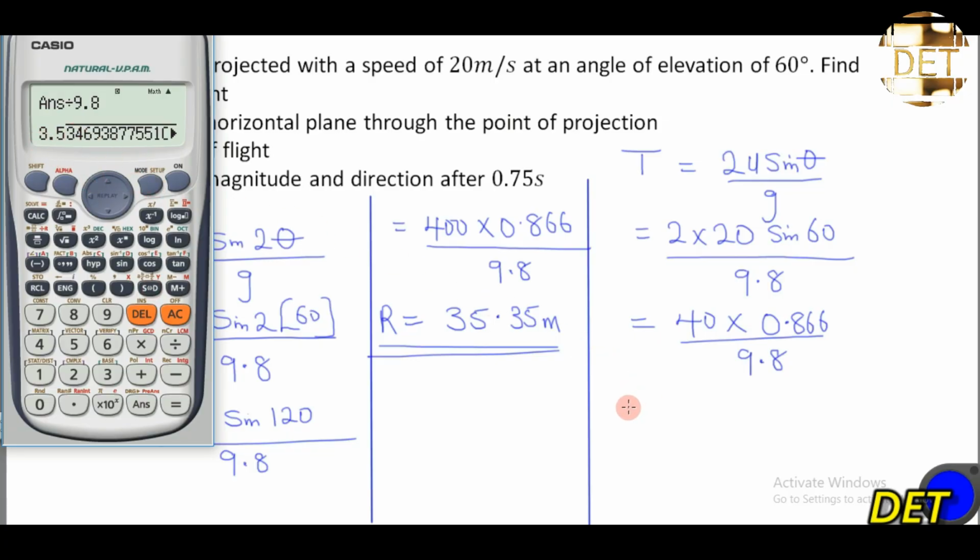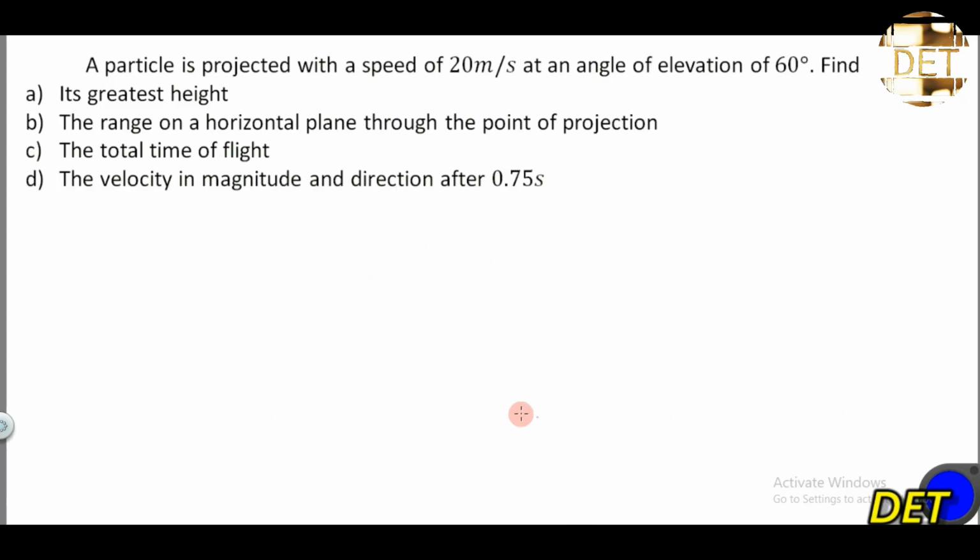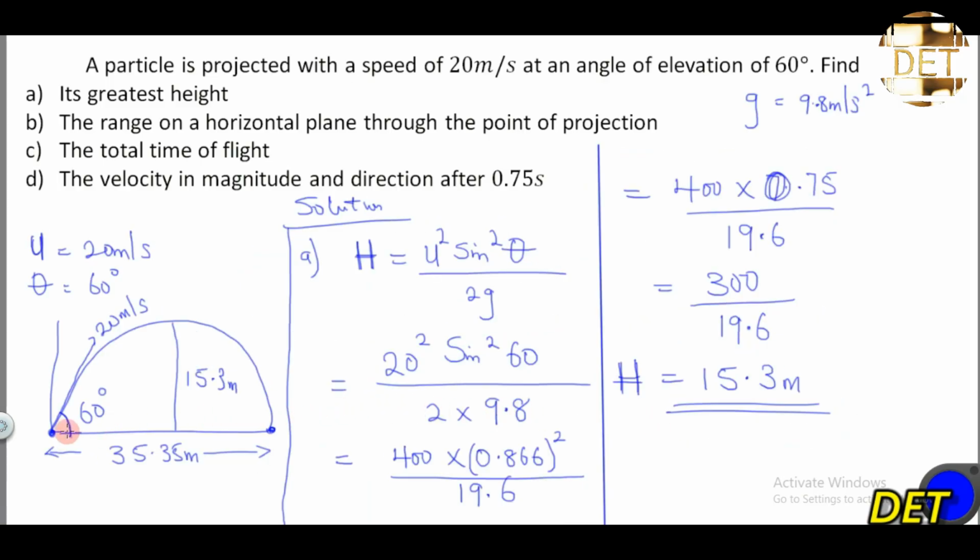3.5, right? So therefore, my time of flight is equal to what? 3.5 seconds, right? So this is my time of flight. This is the time it will take the projectile from the point of projection back to where? The projection plane. That is the time it will take this projectile to travel from here down and hit what? The projection plane. That's the time of flight, right?